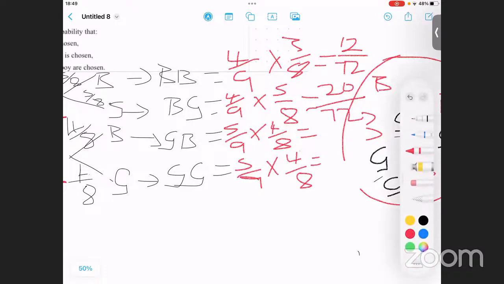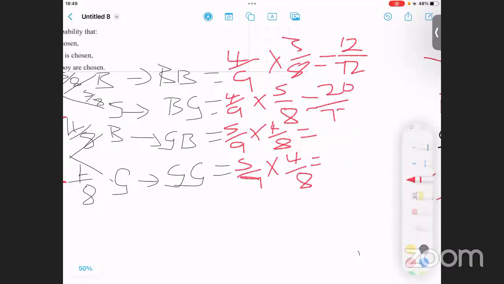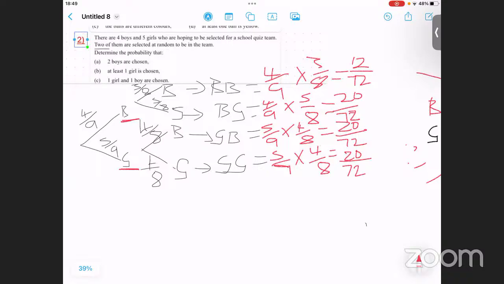Let me try to wipe this before I make a mess. Okay, 12 over 72, and then we have 20 divided by 72, and then we have 20 again divided by 72, right? Okay, now that we've got everything, we go to the questions.